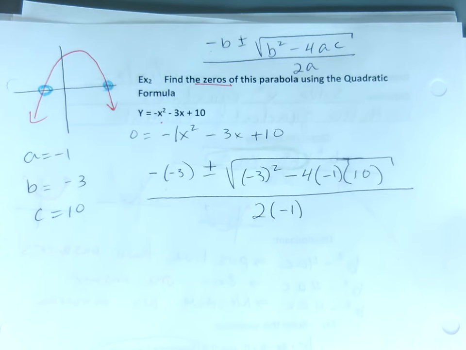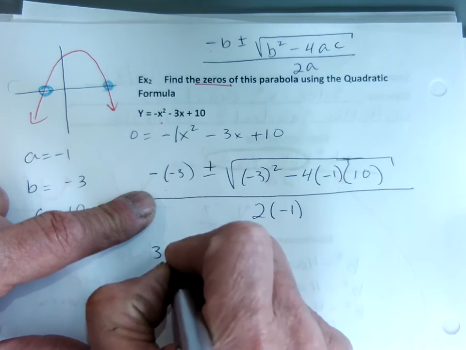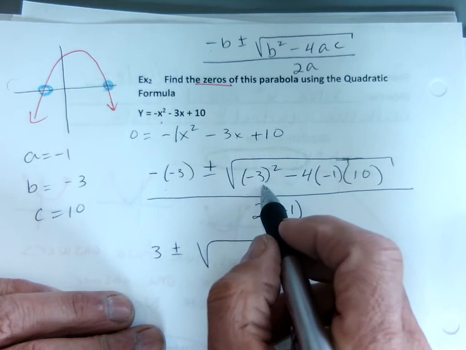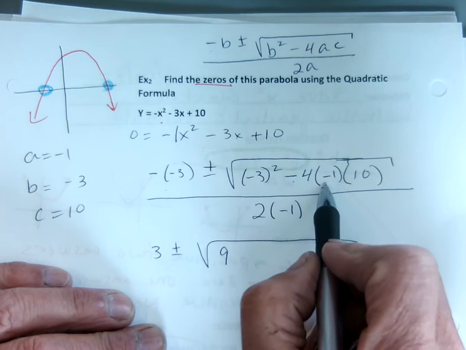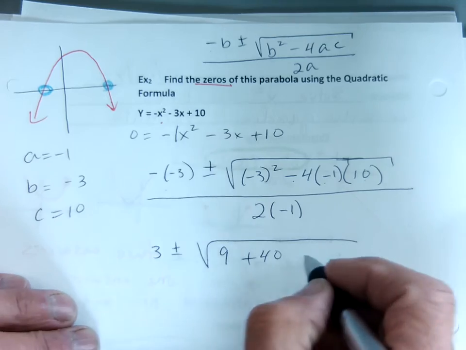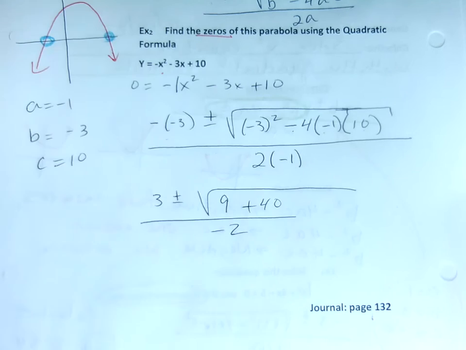So everybody have the numbers in there? Let's simplify. Negative 3 is a positive 3, right? Plus or minus the big square root. Negative 3 squared is negative 3 times negative 3, which is a positive 9. Negative 4 times negative 1 times 10 is a 40. So I get a positive 40, all over negative 2. Okay, how am I doing? The hard part about this is just making little mistakes, right? You guys agree with that? Because it's not really that hard. We just don't want to make little mistakes.